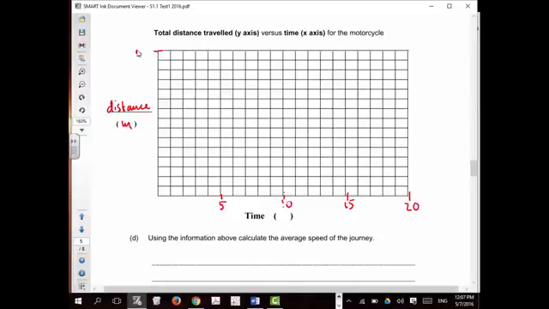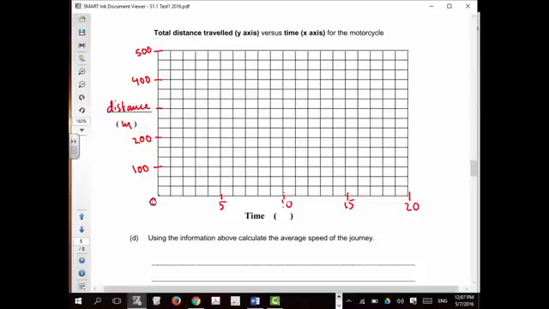And so how many squares have we got here? 1, 2, 3, 4, 5, 6, 7, 8, 9, 10, 11, 12, 13, 14, 15. So if we go up in hundreds, if we divide that by 5, we're going to get here 400, 300, 200, 100, and our graph should always start at 0.